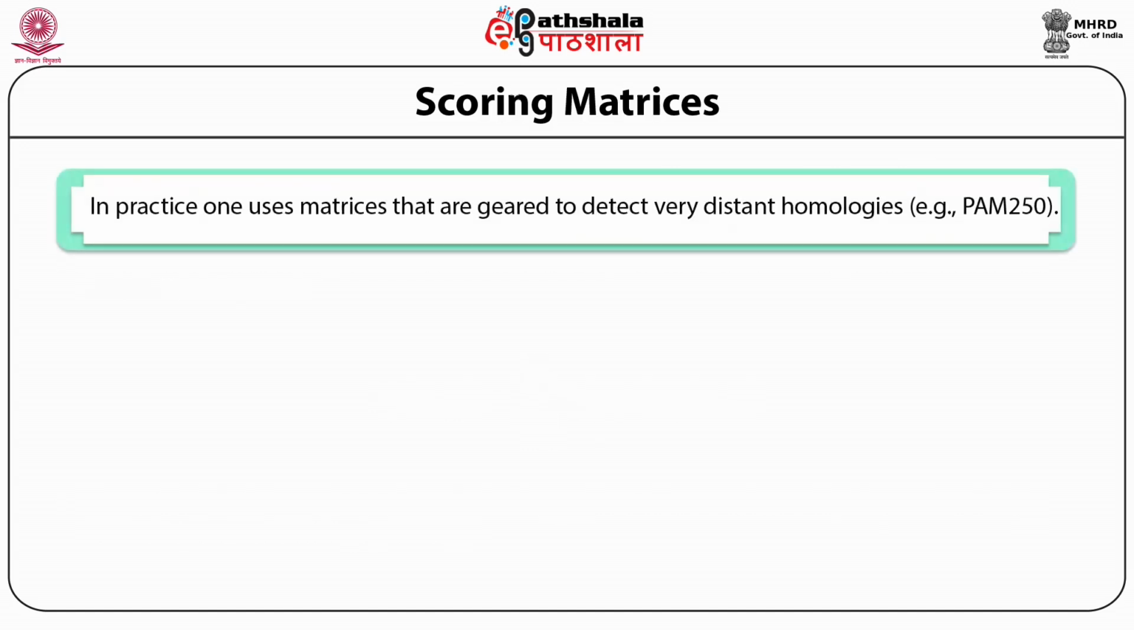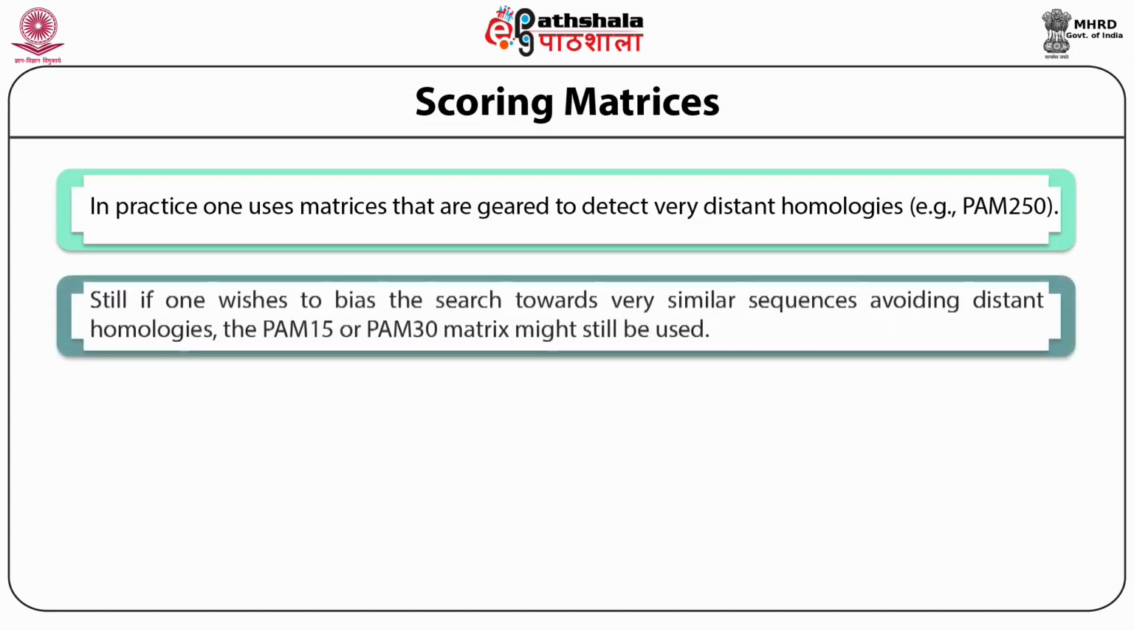In practice, one finds that something like the PAM250 matrix is pretty good at detecting protein sequences which are homologous but are so far away that millions of years of evolution have passed and as many changes as possible have happened. So in general, we prefer to use the PAM250 matrix. However, if for some reason we are working with protein sets which are very, very similar, we would probably like to use PAM15 or PAM30 or whatever matrix is possible.